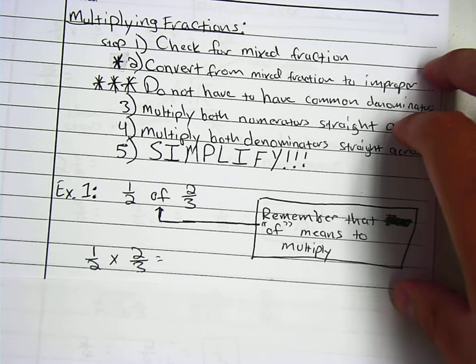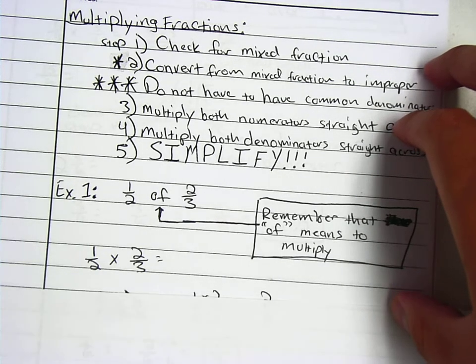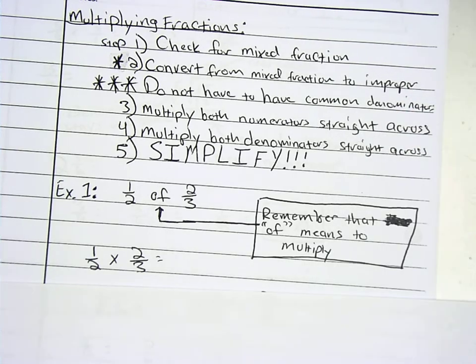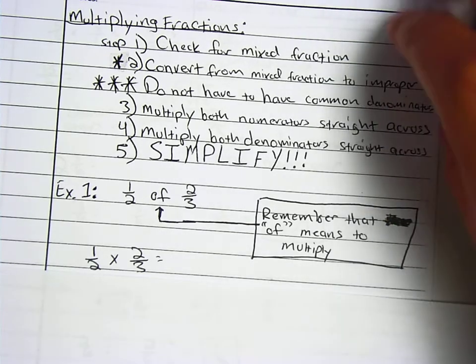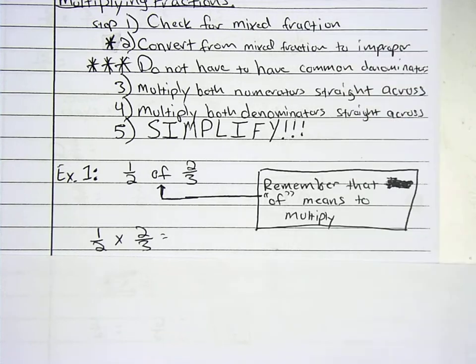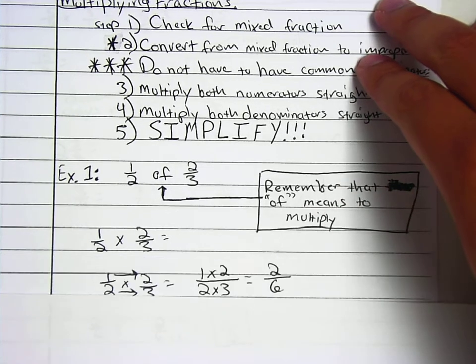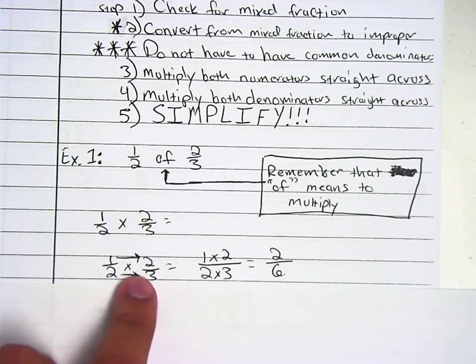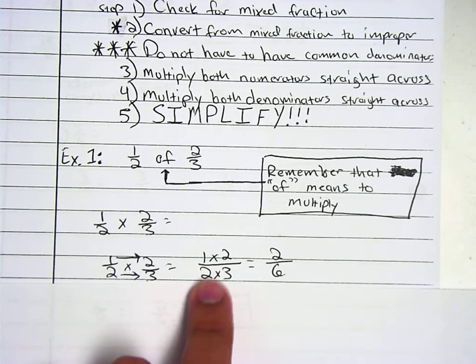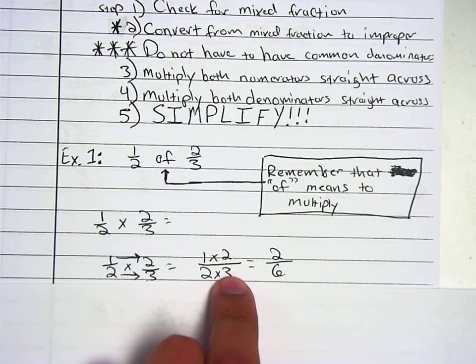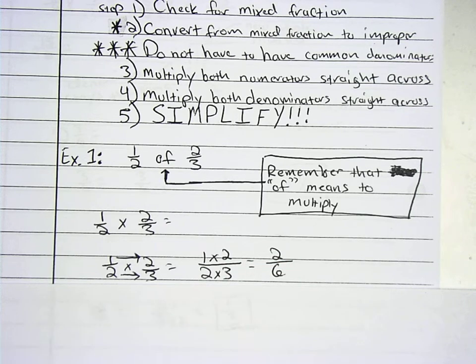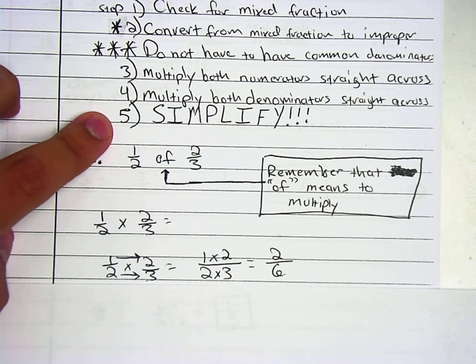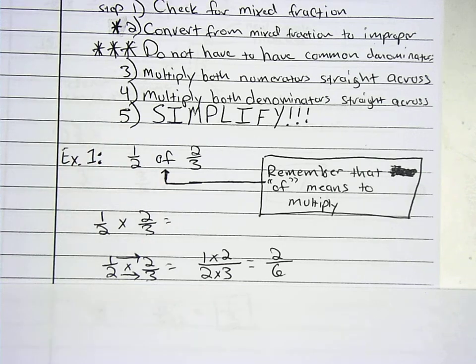Our next step is to multiply straight across since we didn't have any mixed numbers. So we're going to multiply our numerator and our denominator straight across. So we have 1 times 2 over 2 times 3. Then we multiply that out and our product is 2/6. But if we go back to our steps, we are not done yet. We still need to simplify.